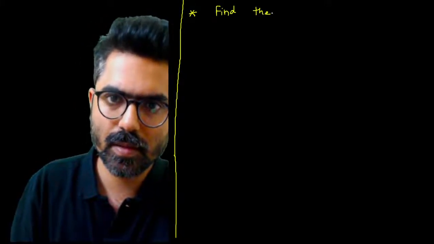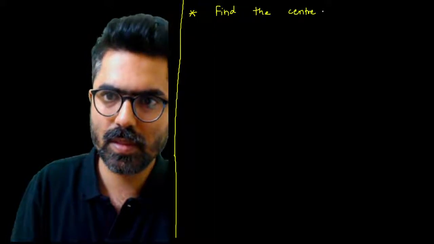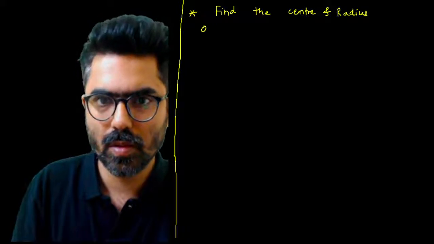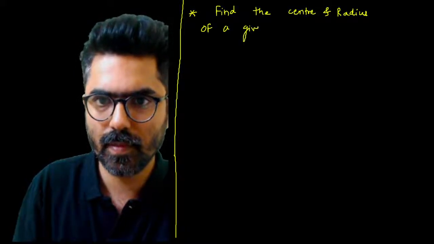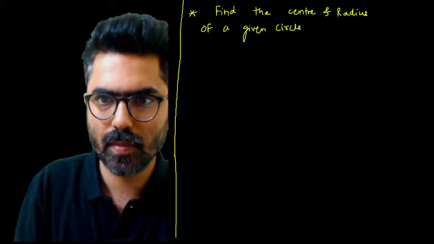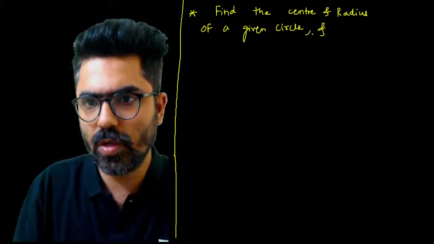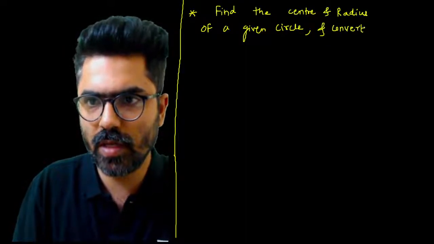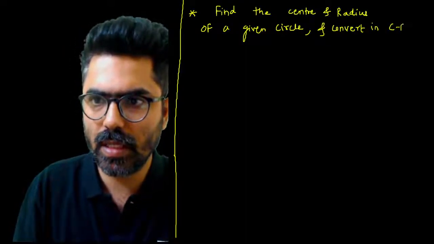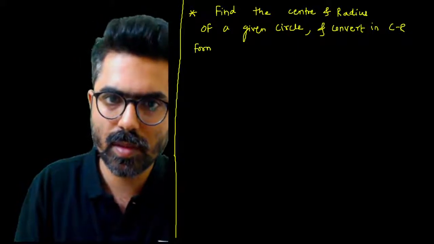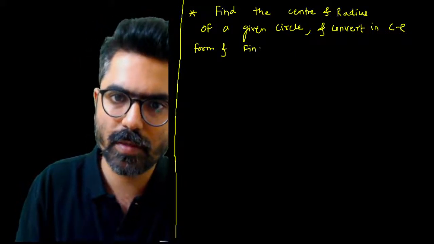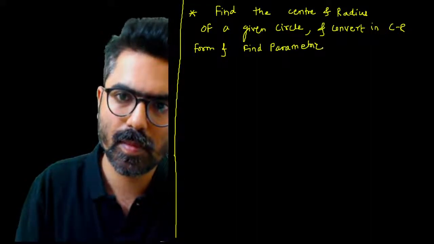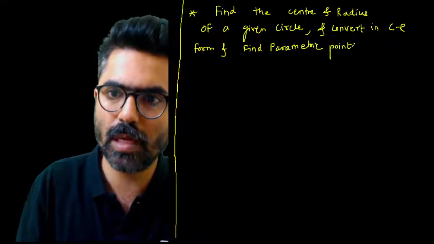Find the center and radius of a given circle, and also convert it into center radius form, and find the parametric point. So we are going to cover 3 particular parts in this.